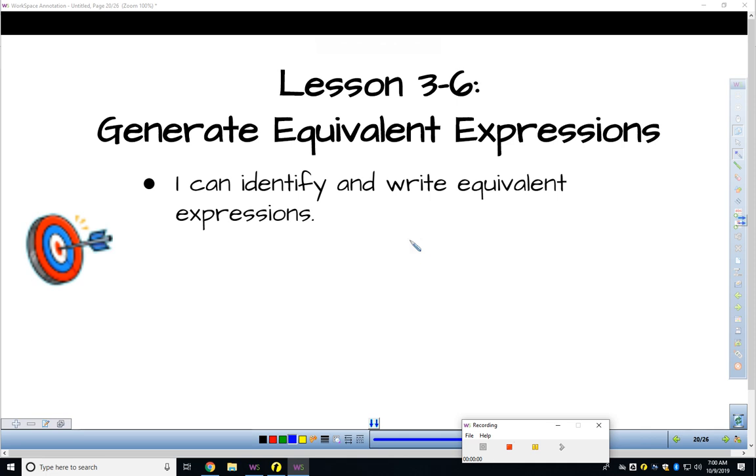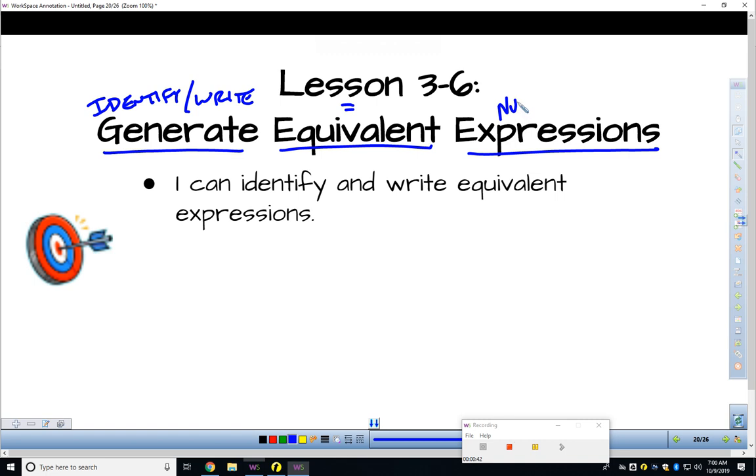Continuing with topic 3, we're going to be generating equivalent expressions, and you can identify and then write them as well. So this big word, generate, that's essentially the identify, right? You can see, and the write, that you could create them by writing them out. Equivalent is a fancy word for equal, and an expression is a number sentence with no equal sign. Okay?